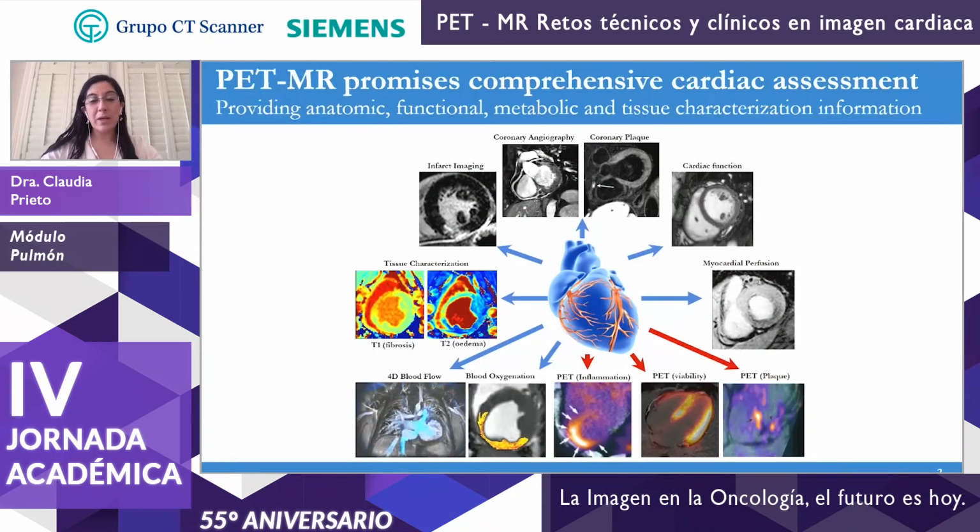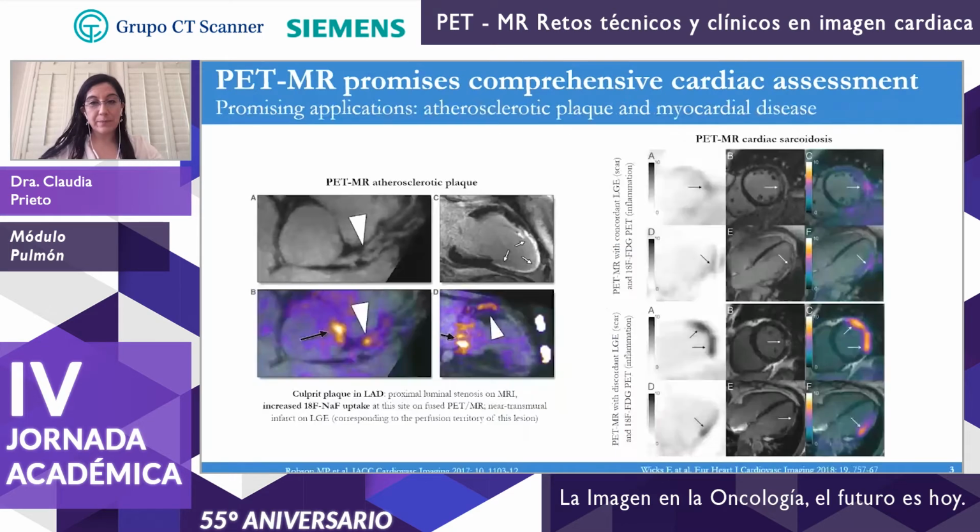So simultaneous PET-MR promises a comprehensive assessment of cardiovascular disease, providing complementary and co-registered anatomical, functional, metabolic, and tissue characterization information, including, for example, scar, fibrosis, and edema with MR, and inflammation, viability, and plaque characterization with PET. There is also overlapping information provided by both modalities that may help to increase confidence in the diagnosis.